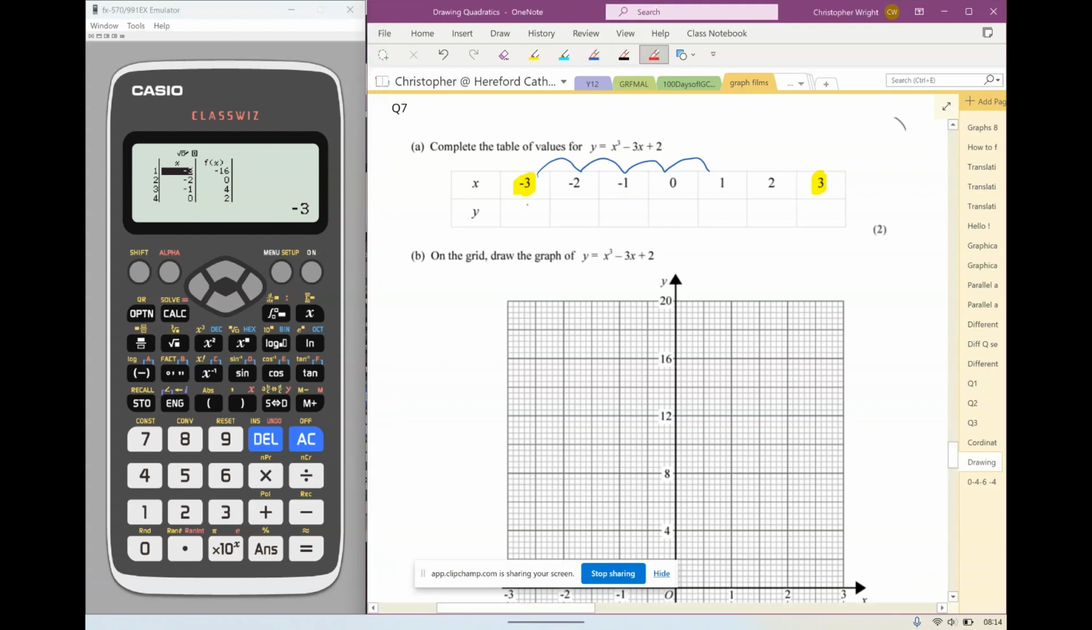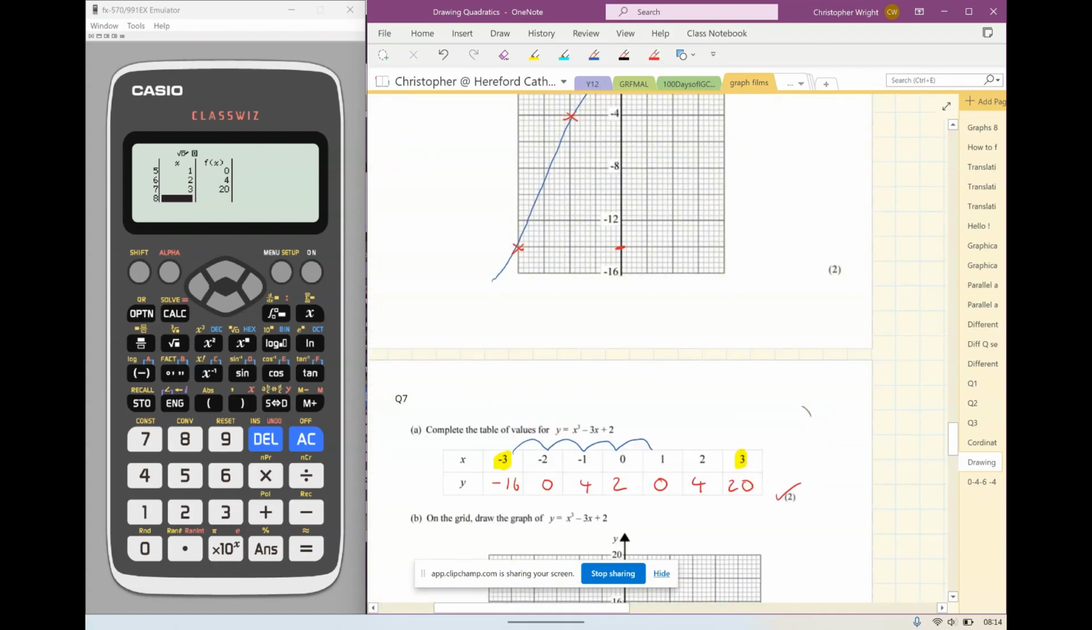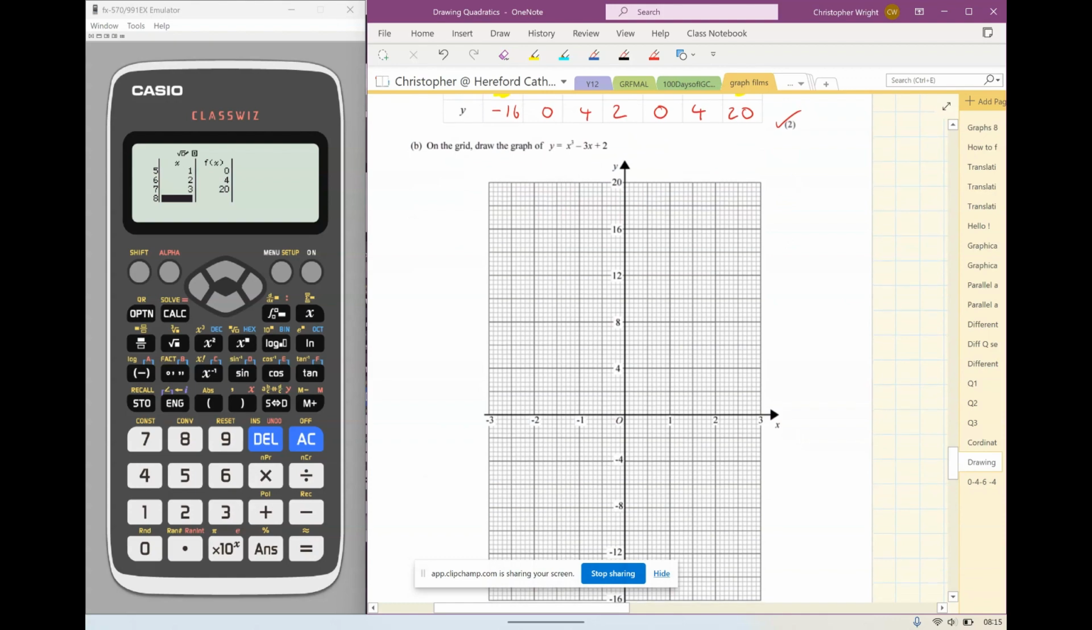So when x is -3, y is -16, then 0, then 4, then 2. Move my way down the table. So when x is 1, y is 0, and then 4, and then way up there at 20. Right, so that is my table of values complete. On the grid, draw the graph.